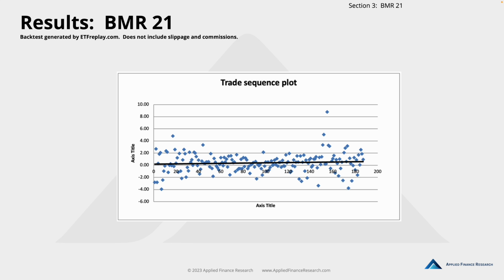Now, we're speaking statistically here, right? Of course, we all know that future performance is not guaranteed, et cetera, et cetera. We've all read a million disclaimers on financial information here. But what we want to do is think systematically and think statistically. And looking at the slope of the trade sequence plot regression line is one way that we can tell if our system has been experiencing improved performance over time.